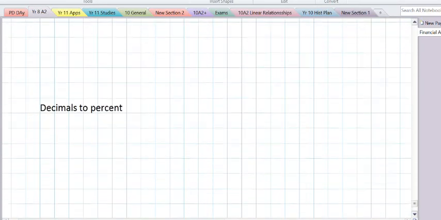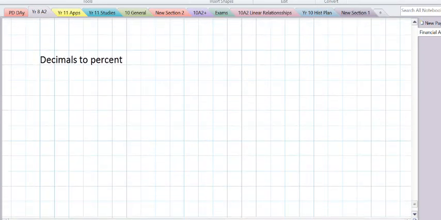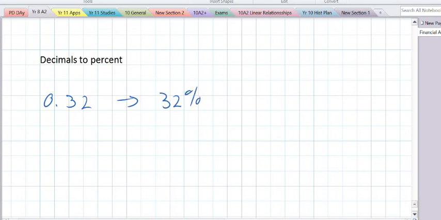Alright? Decimals to percent. What's 0.32 as a percent? 32%. How'd you get it? Times by 100. So if I had 1.67 as a percent, 167%. Nice one.